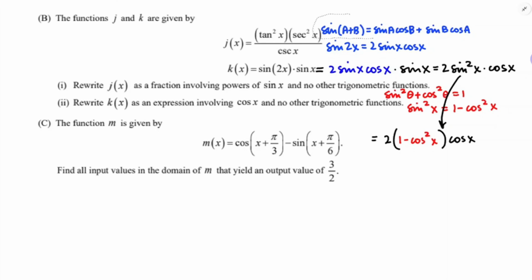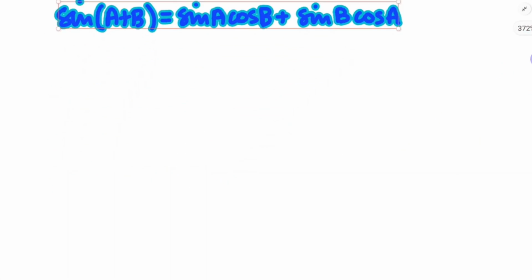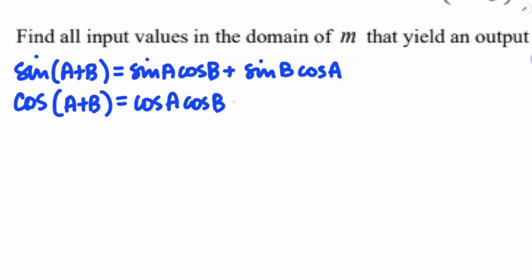Oh, man. This one's going to require us to access some knowledge. And then I'm going to write in the cosine addition formula as well. And in many ways, the cosine addition formula is the exact opposite. Okay, so that's going to be cosine A cosine B minus sine A sine B.